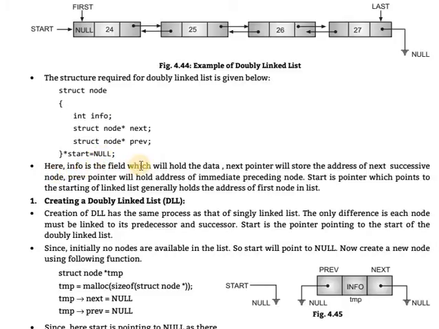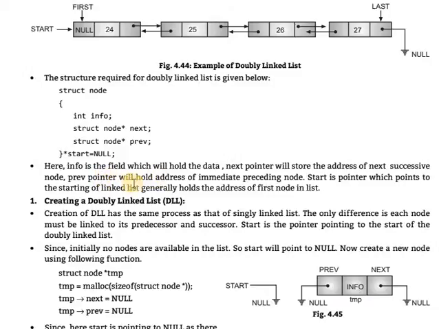Here info is the field which will hold the data. The next pointer will store the address of the next successive node, and the prev pointer will hold the address of the immediately preceding node, meaning the address of the previous node.